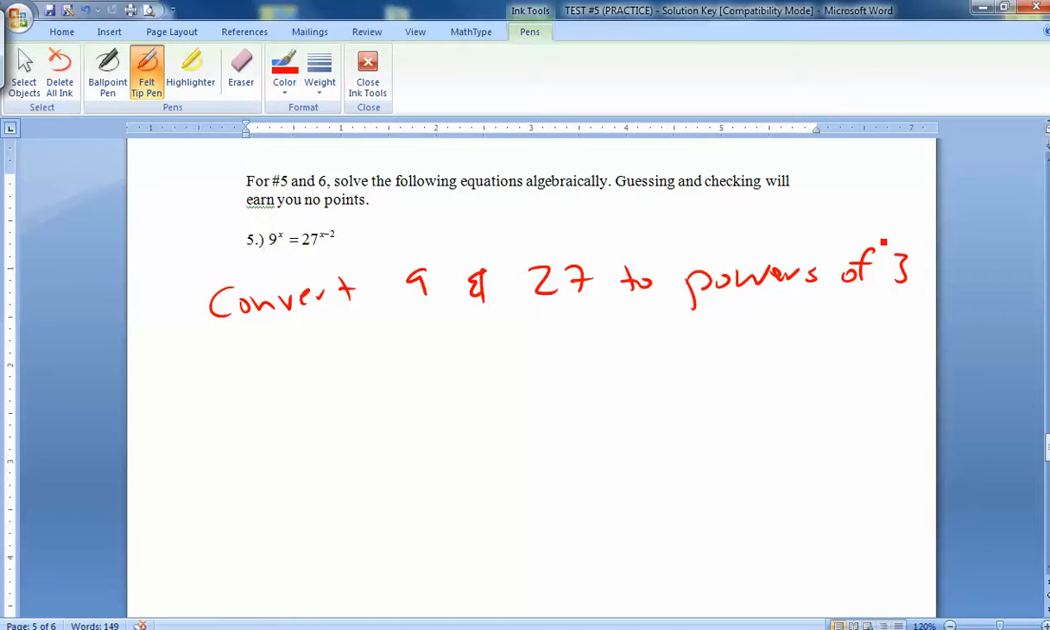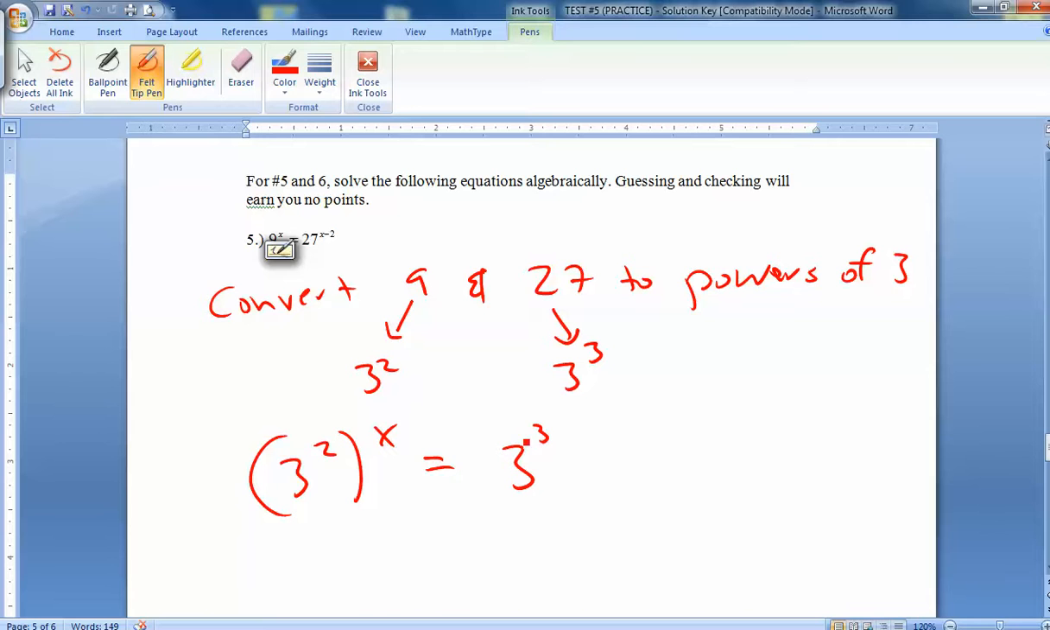Well, that's because if I raise, say, 2, 4, 5 to a certain power, I'm not going to be able to easily find what power that is to get me 9. I'm sure 2 to some power could get me 9, but it might be 2 to some really weird decimal. However, I do know that 9 is 3 squared. And I do know that 27 is 3 cubed. So instead of 9 to the x, we get 3 squared to the x. Instead of 27 to the x minus 2, we get 3 cubed to the x minus 2.